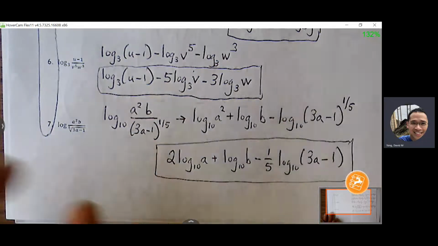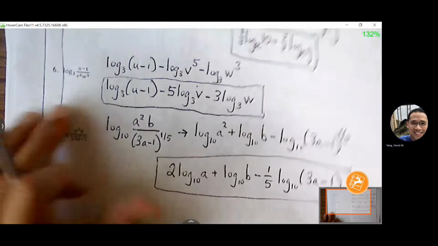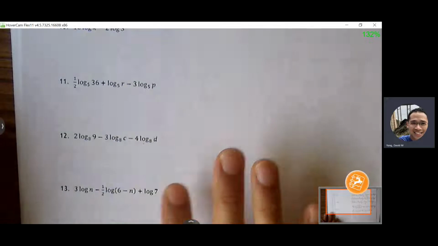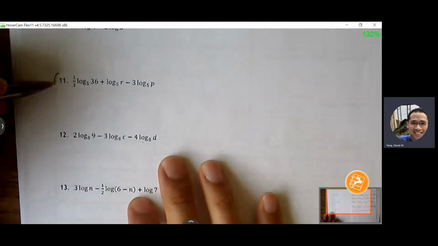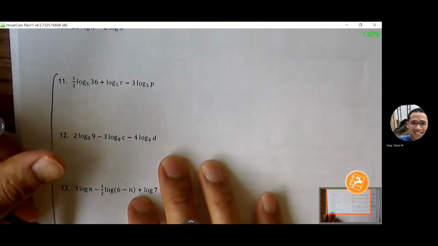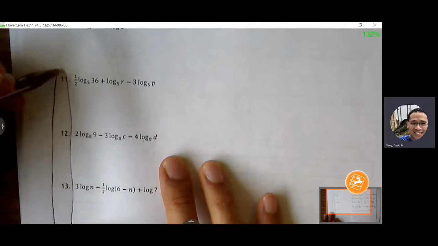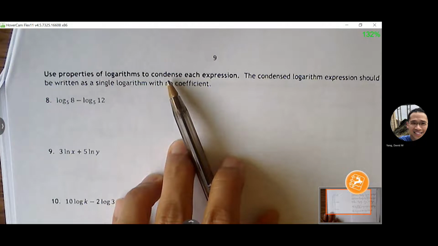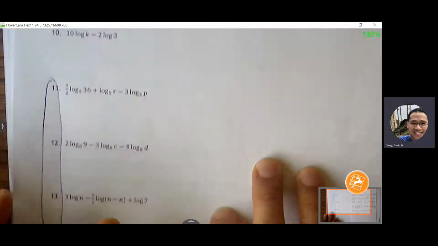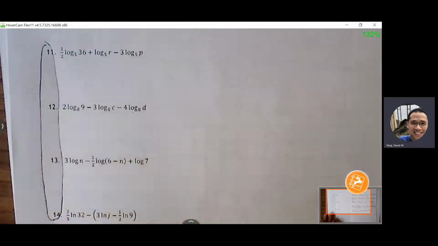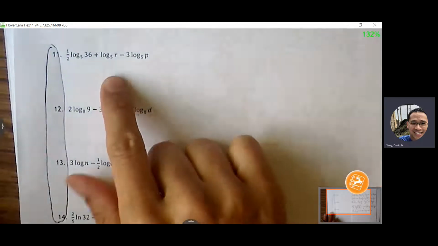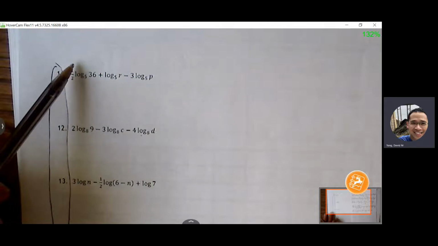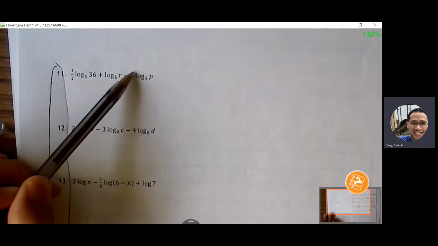Okay, so let's go to page 9. And just like before, let's do the last 4 problems here, so 11 through 14. So when you're condensing, bring the coefficients up first, and then worry about the product and quotient. Okay, so here, we're trying to get it all under 1 log, but let's take care of the 1/2 and the 3 to begin with.